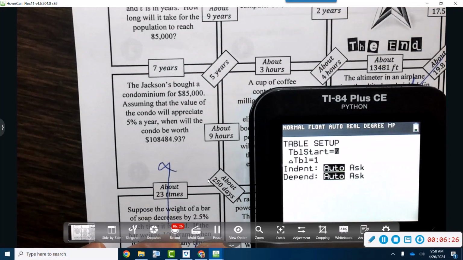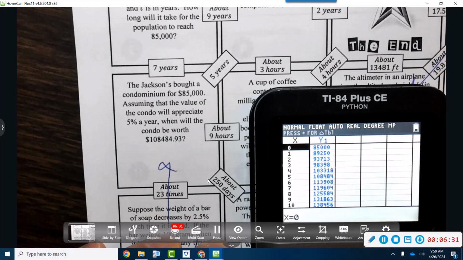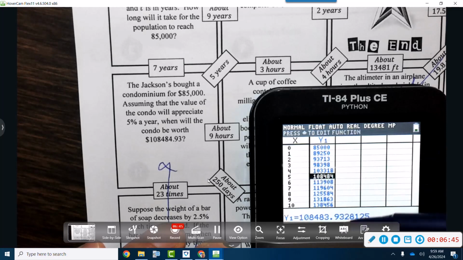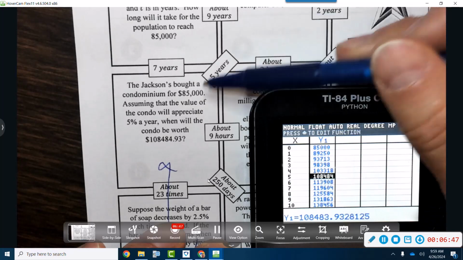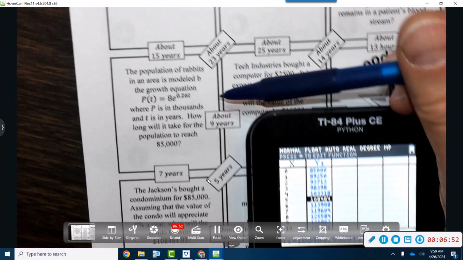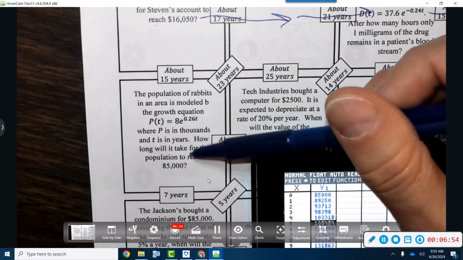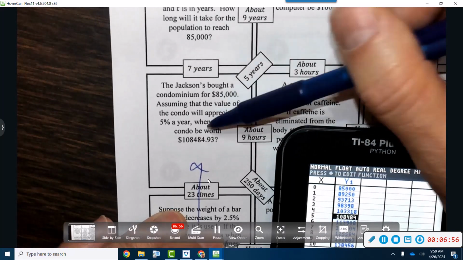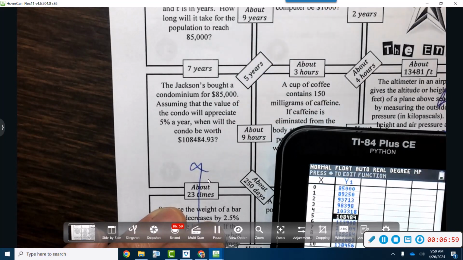So where do we want to start? I guess we'll start at 0, okay? And you can see right there, we're at 108,000 happens right there at the 5th year, okay, right there. In fact, there it is. Let's see if it's 93 cents. It sure is 93 cents. So that is exactly where we're at. Right here. So 5 years, we go here.